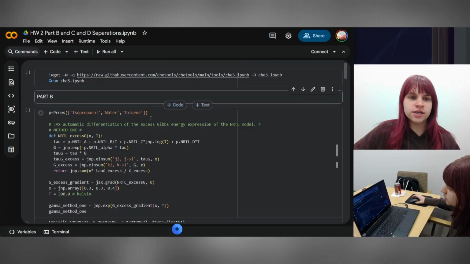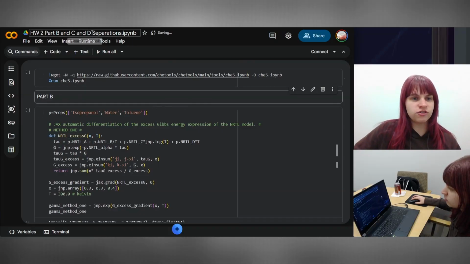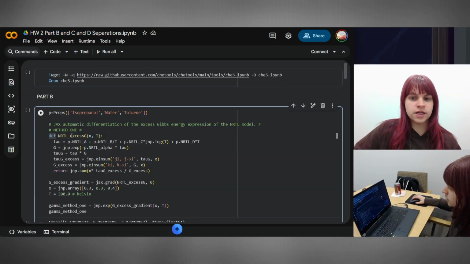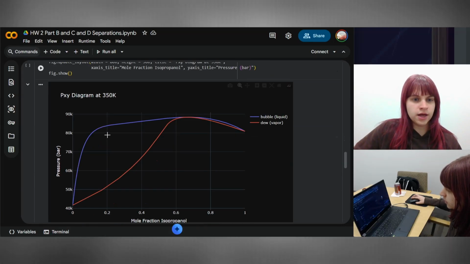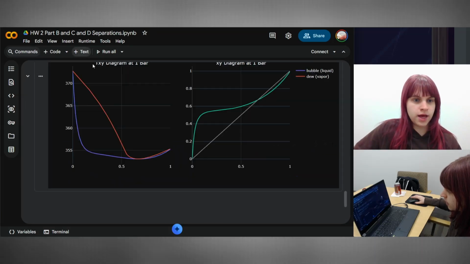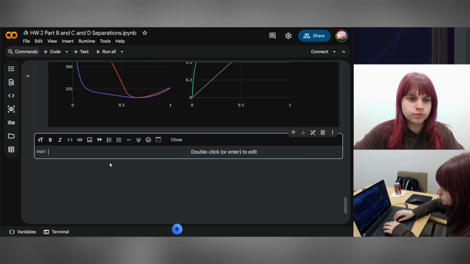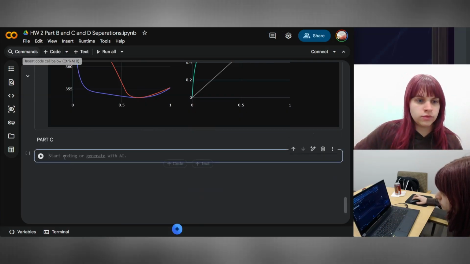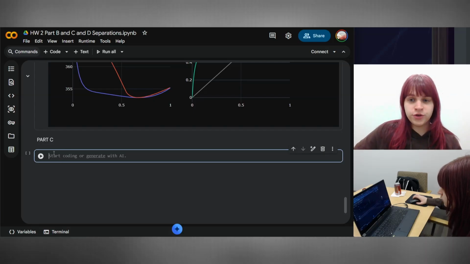As I did in the previous part, I'm actually going to use the same Colab file as parts B and C. That way I can call upon functions I already wrote if I need to. And I'm just going to add this to the bottom. And I'll start coding from here.